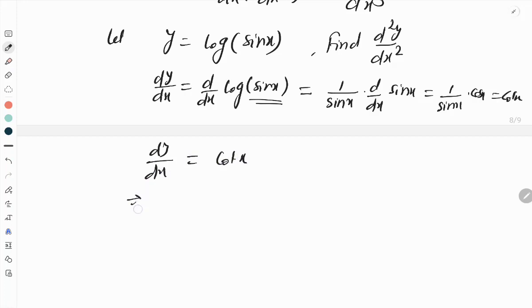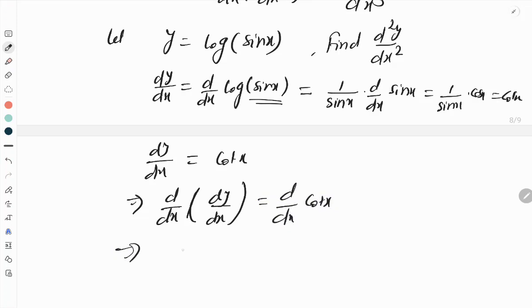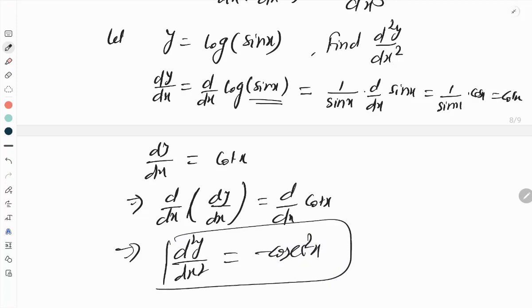Again I will take the derivative of this one: d by dx of dy by dx is equal to d by dx of cot x. This is d2y by dx square, and the derivative of cot x is minus cosec square x. So I hope you're doing well, and go and do your paper.